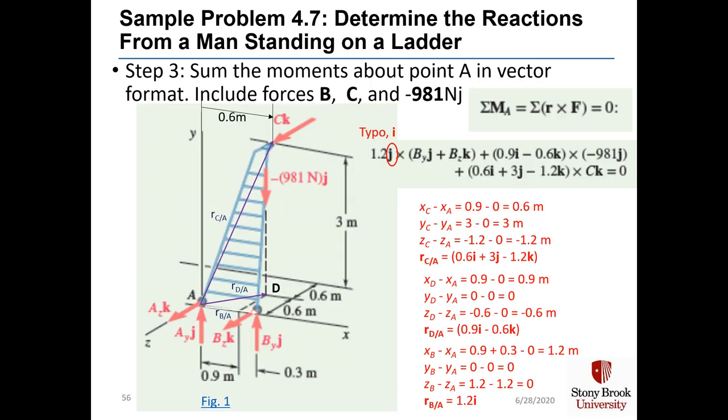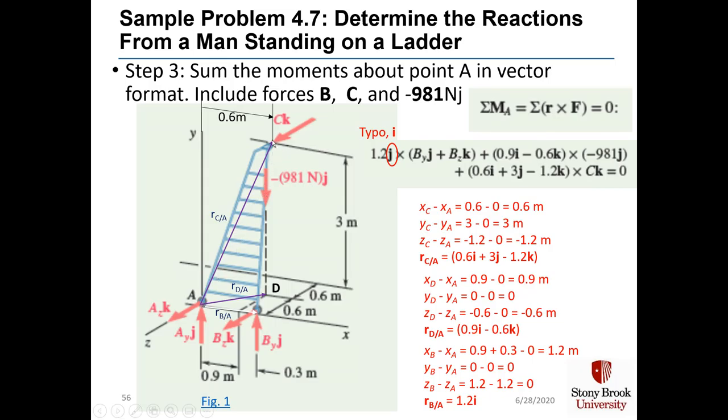Now we'll sum the moments about point A in vector format. We're going to wind up with three equations in three unknowns, where the unknowns are going to be B sub Z, B sub Y, and C. Whenever you define a position vector, you always have to define which point is point 2 and which point is point 1. Position vector R C slash A starts at the point that we're going to calculate the moment around and has its arrow at the point where the force is.